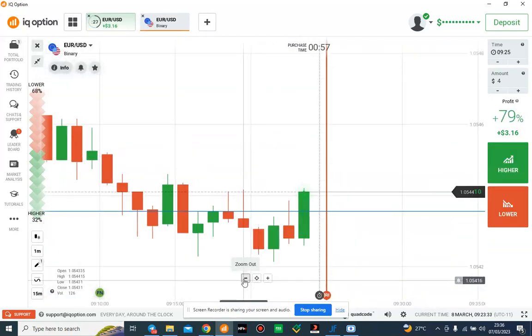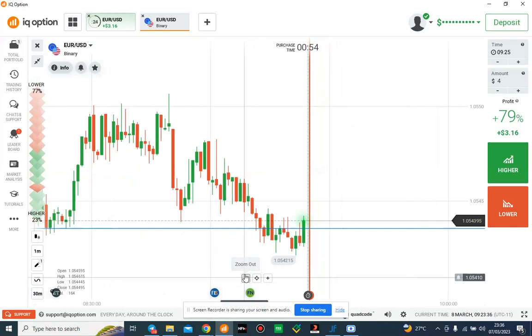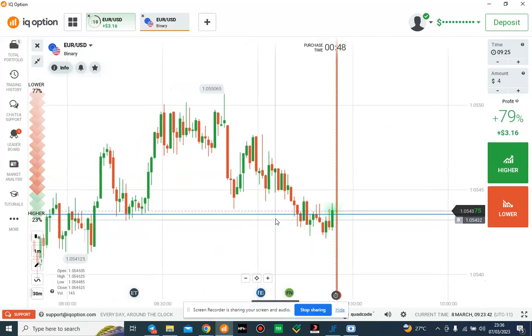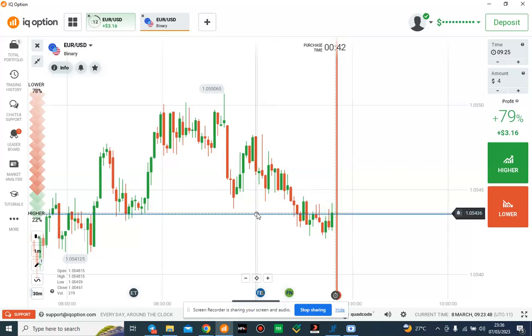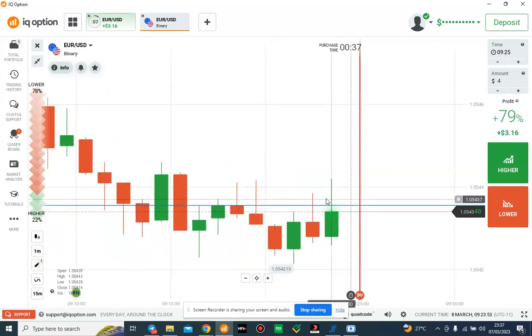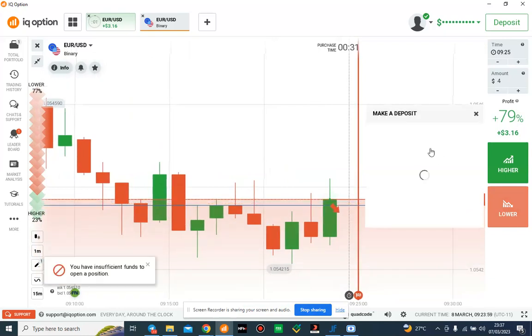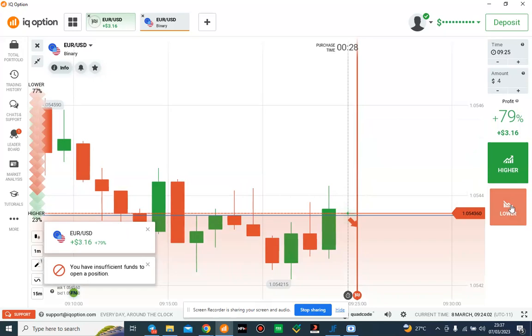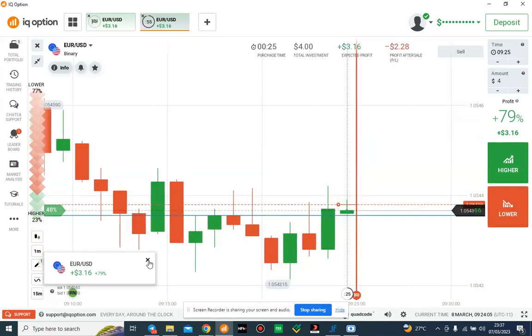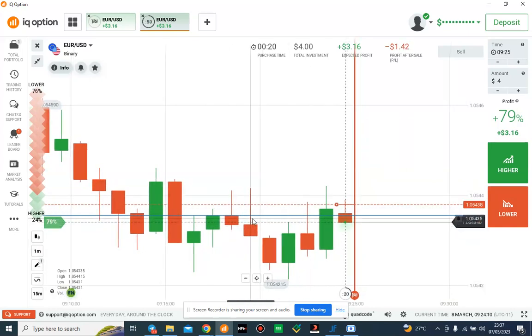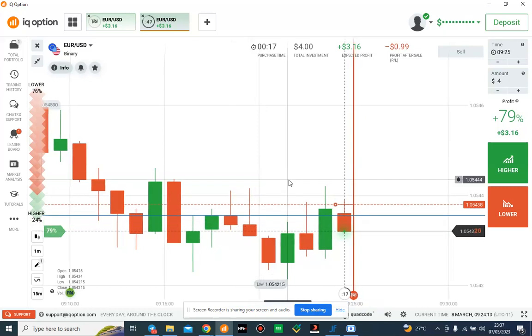Now is strong buyers. Now I can see rejection from sellers. Okay, so I go with sellers here because of this rejection from sellers and still at the sellers area. So that is why I go with sellers.